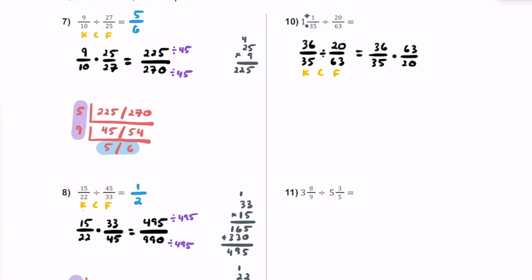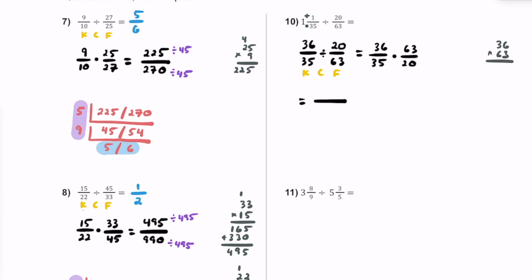Okay, so these are going to have some large numbers again, so let's go ahead and just practice our standard algorithm. But for the numerator, we're going to have to multiply 36 times 63, and for the denominator, we're going to do 35 times 20. So if you want to pause and do that quickly, go ahead and do so. But we're going to have this 36 by 63.